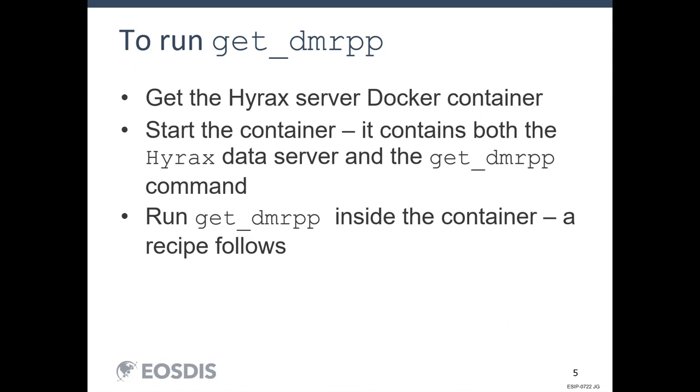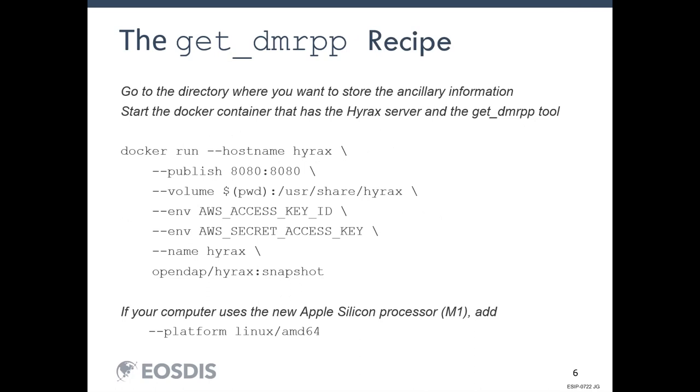But anyways, in order to build these ancillary files, you run getdmrpp, and you use a recipe. And the recipe is on this slide. So here's what you do. You type in all this exciting stuff, and I'm just going to run through it. You say Docker run, and you give a host name. And I use the long names for all of these options, so that you can understand what's going on a bit better.